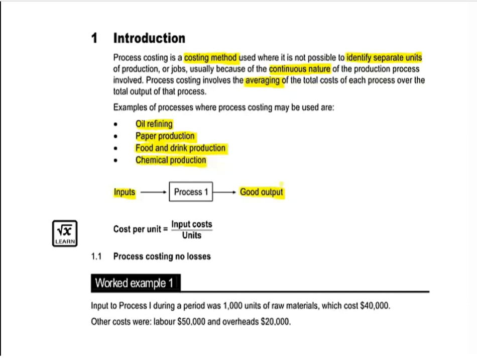The first formula that we need to learn then is our cost per unit. So our input costs divided by the number of units produced will give us a cost per unit. And that's in the most straightforward of scenarios. But we're just going to take that formula as we go through the chapter and adjust it for the different types of losses and work in progress that would occur.